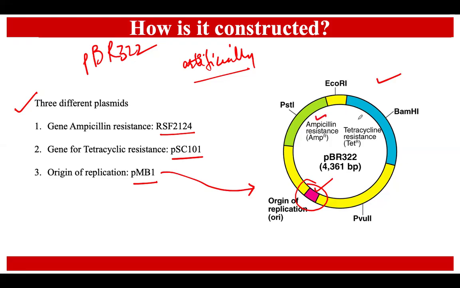There are 2 selectable markers, the ampicillin resistance gene and the tetracycline resistance gene. These regions were taken from two different plasmids. The ampicillin resistance region was taken from the plasmid RSF2124, and the tetracycline resistance region was taken from pSC101. So all in all, these three different plasmids were used to construct this, and this was done in order to provide all the important characteristics to the plasmid for it to be successful as a cloning vector.